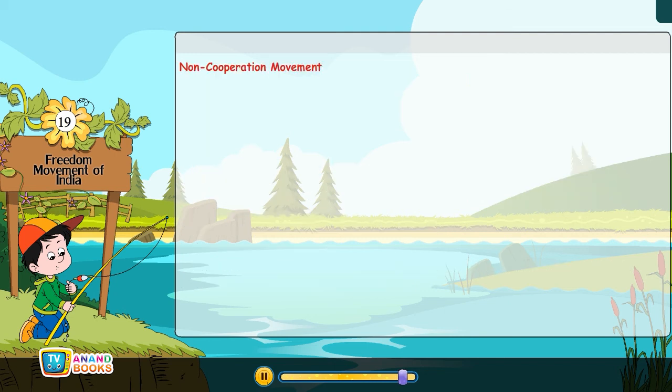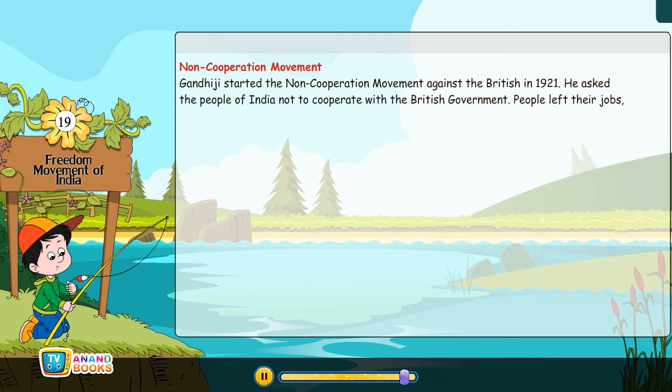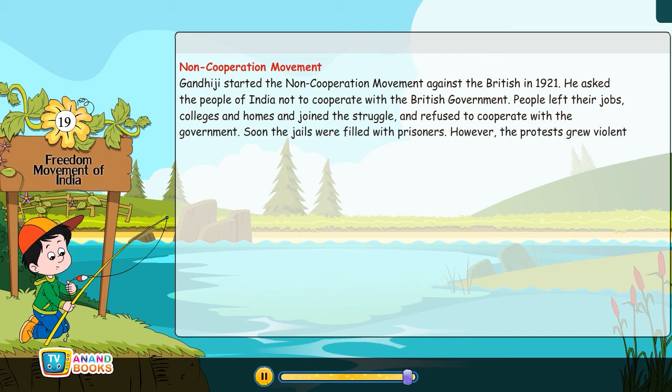Non-cooperation movement. Gandhiji started the non-cooperation movement against the British in 1921. He asked the people of India not to cooperate with the British government. People left their jobs, colleges and homes and joined the struggle and refused to cooperate with the government. Soon the jails were filled with prisoners.